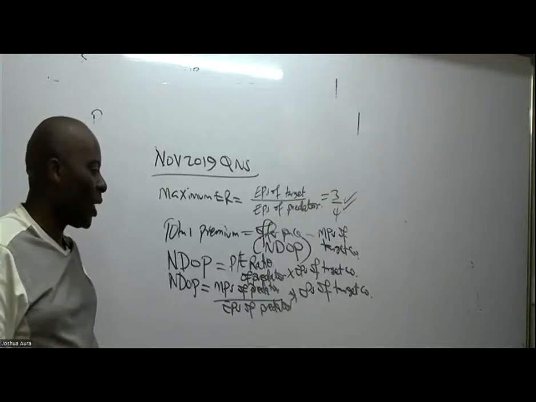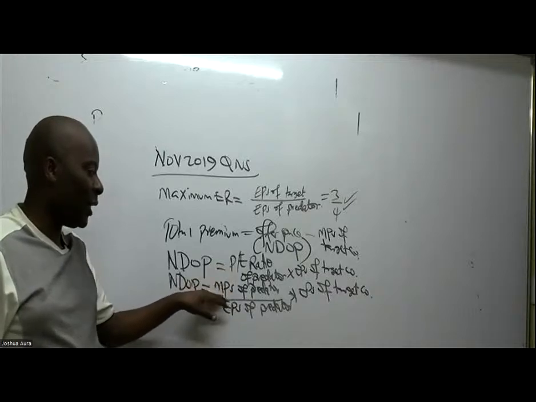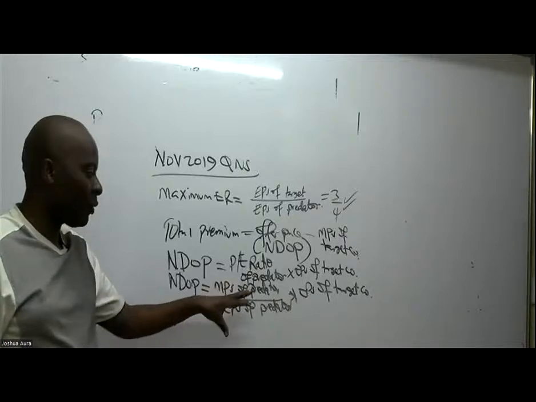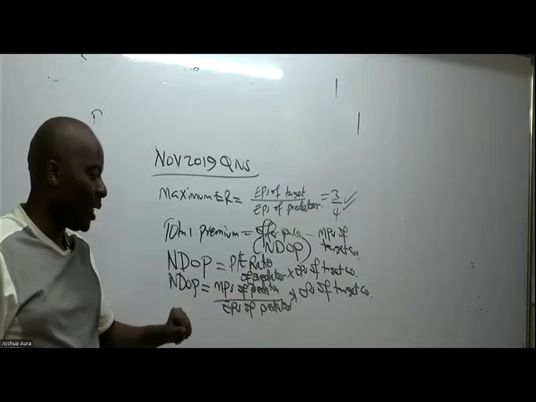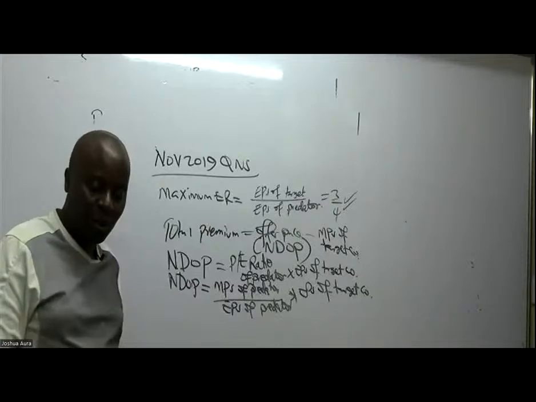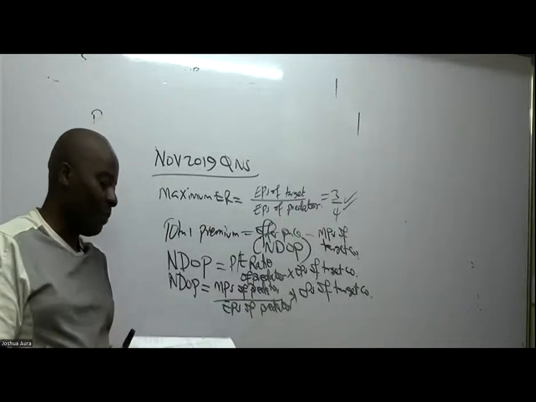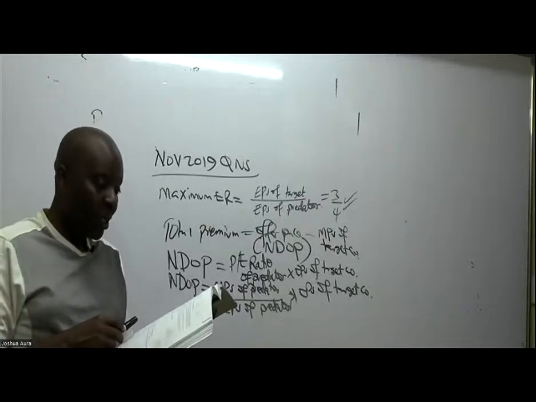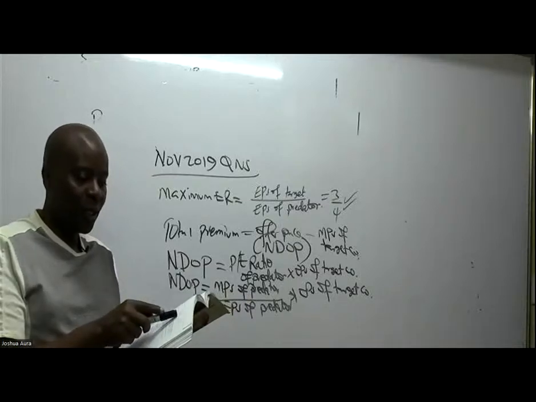Now, so that is okay. So remember, it is P over E, MPS over EPS. So MPS of the predator, that's MPS of company A over EPS of company A. So they've given me these MPSs. Yes, they've given me the MPS of company A. I can see it there. MPS of company A is 60, right?